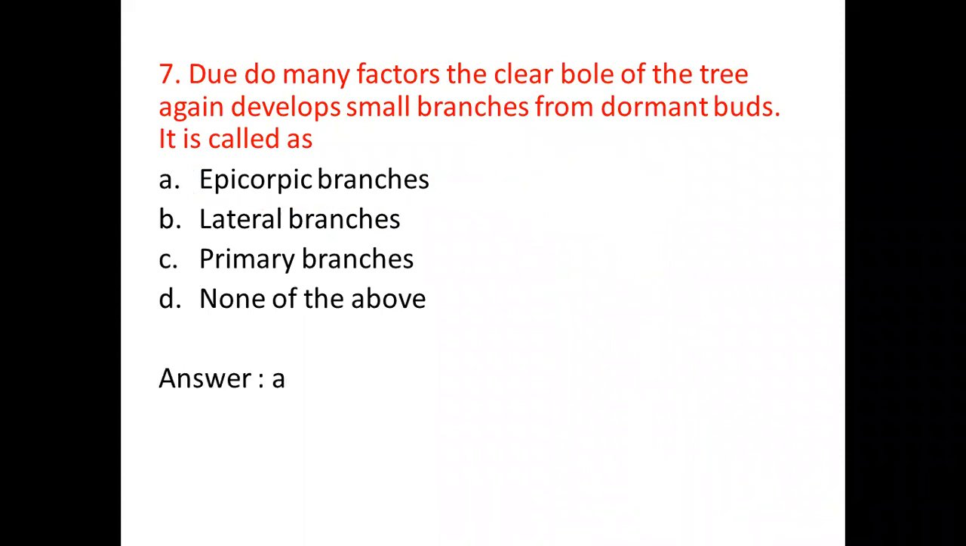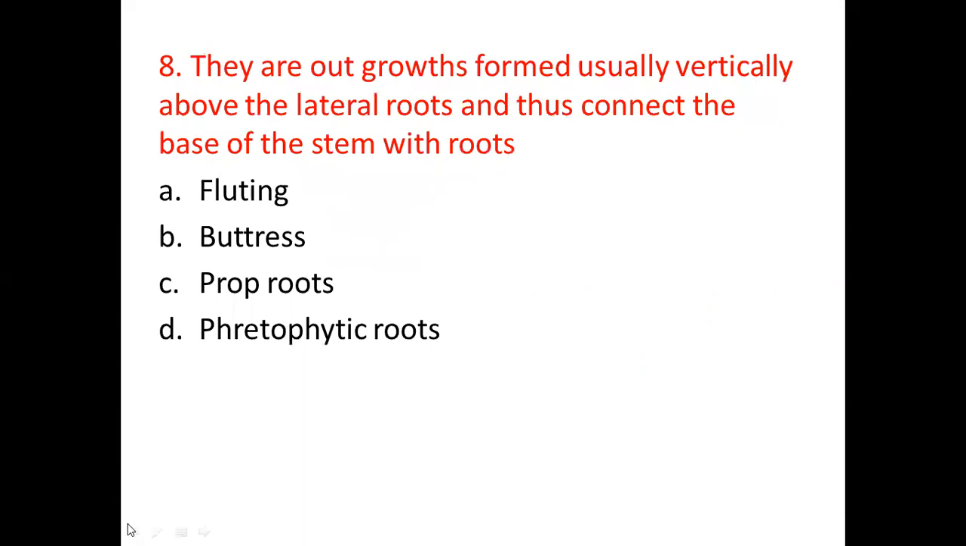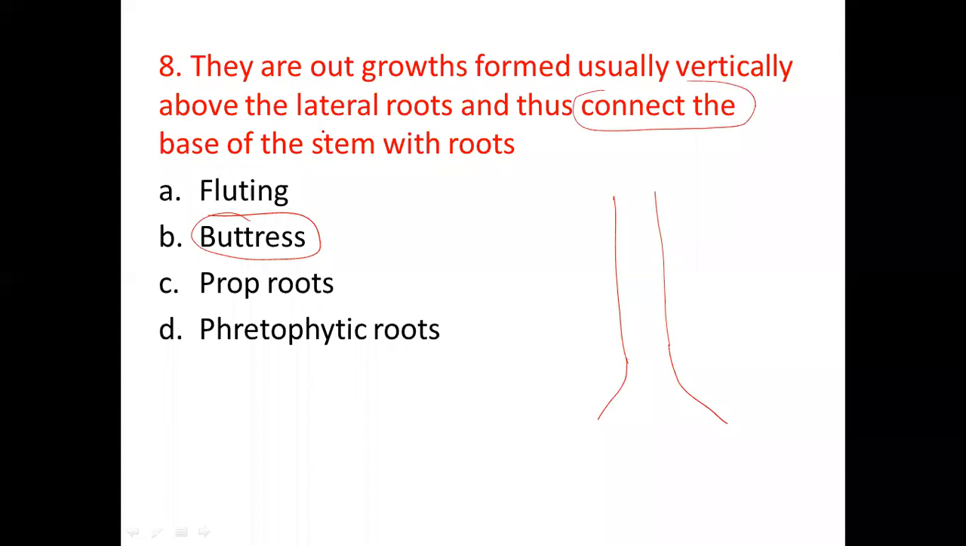After this one, there are some more questions. There is an eighth question, I'm going to read it. There are outgrowths formed usually vertically above the lateral roots, that connect the base of the stem with the roots. You can see here, this is a vertical stem, and the base of the stem will be connected with the roots. What is it actually called? If you apply your concept, that belongs to the buttress roots. They connect the base of the stem with the roots. That's the one thing you need to remember.